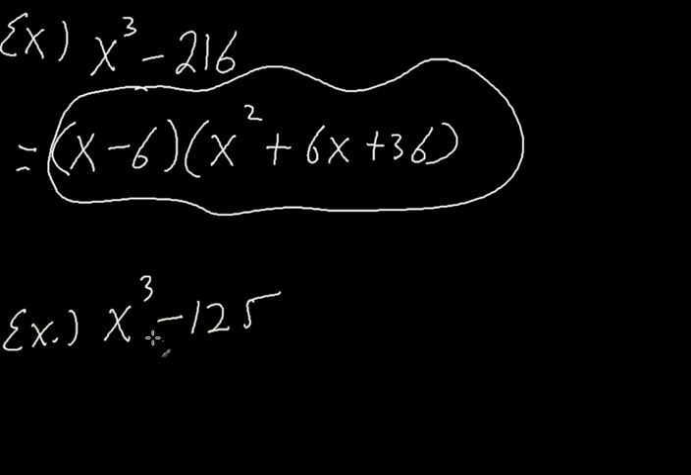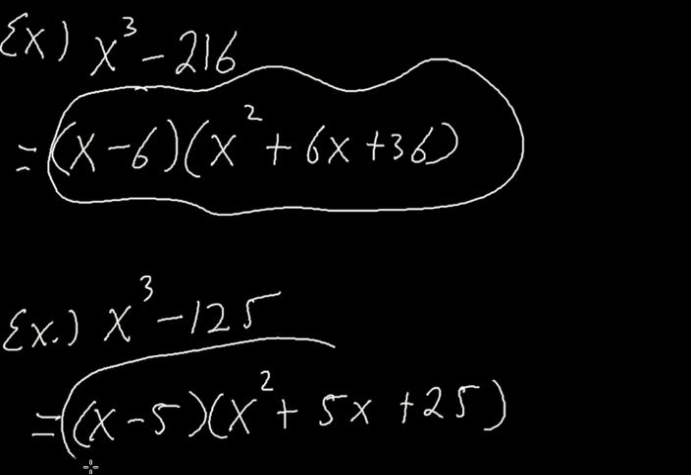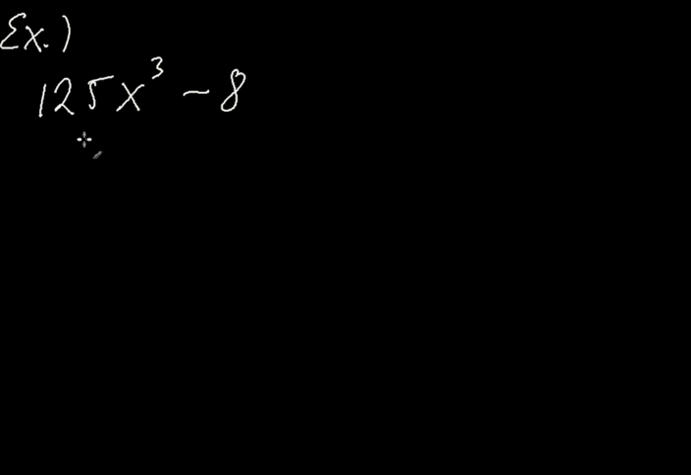Factored. What about x cubed minus 125? Well, here we have 5 cubed. So I can say that this is x minus 5, x squared, opposite sign, 5x plus 25. Okay. Again, we can't write 5 squared. We have to write 25. Okay. What about this one?